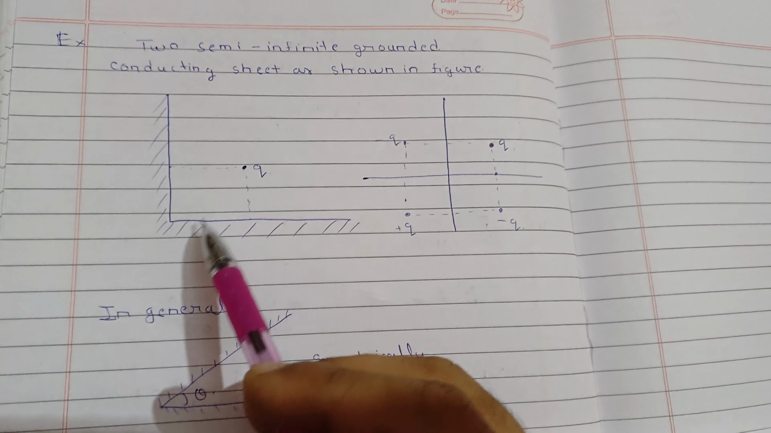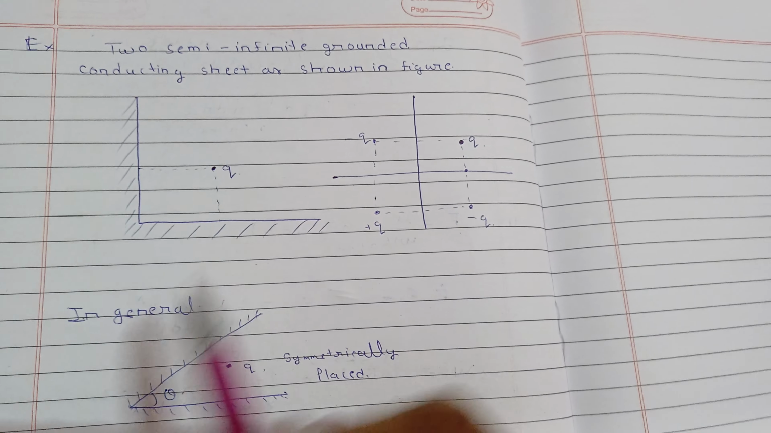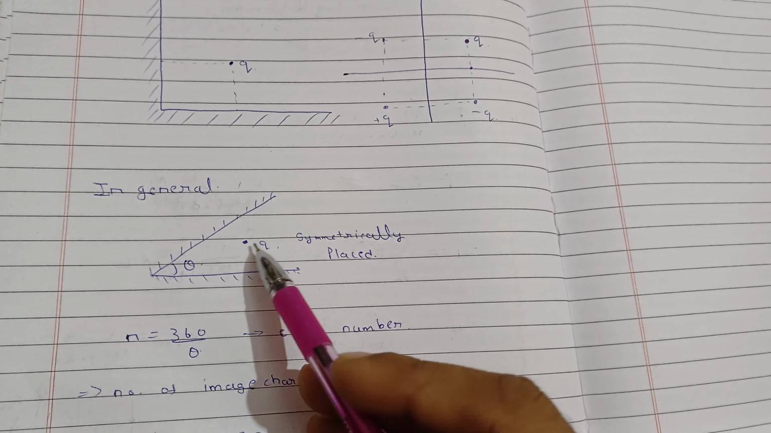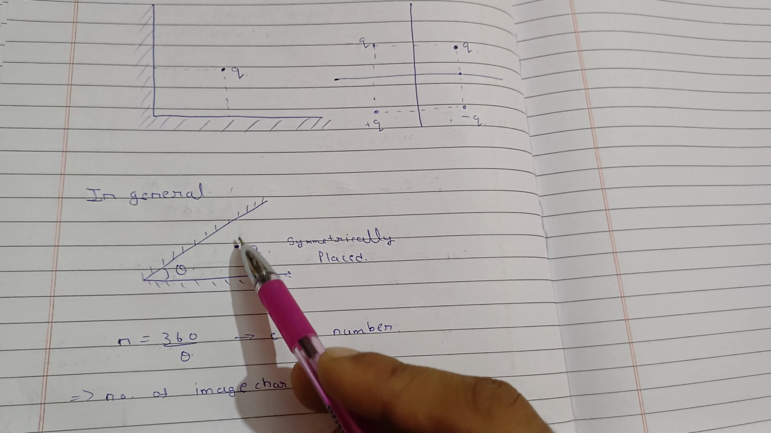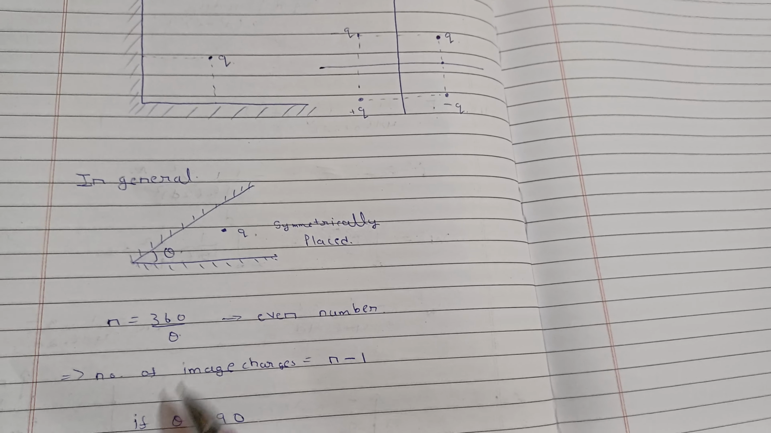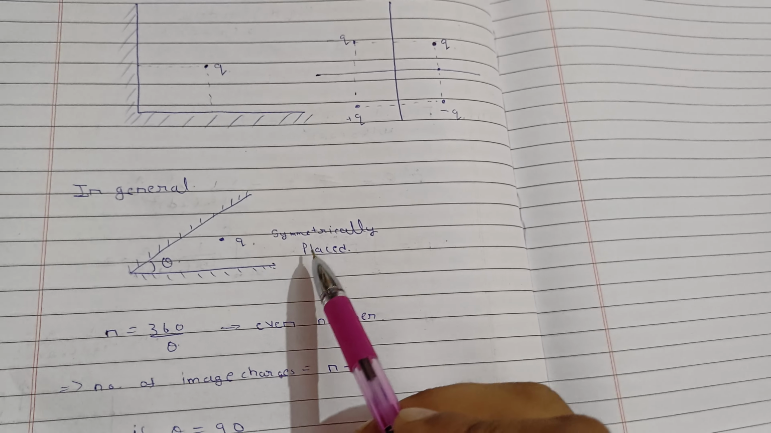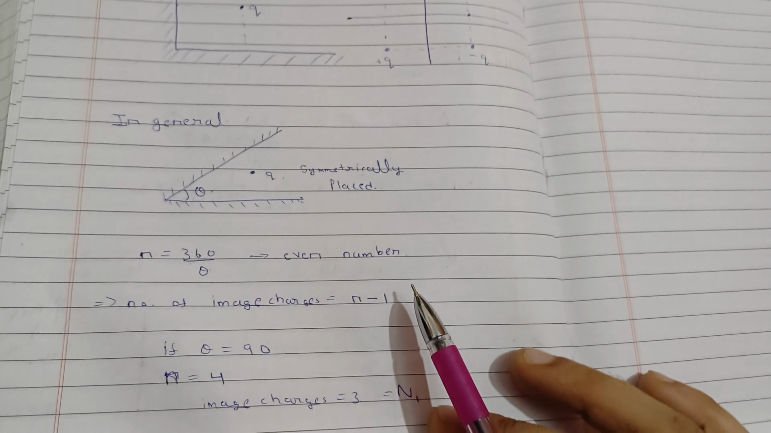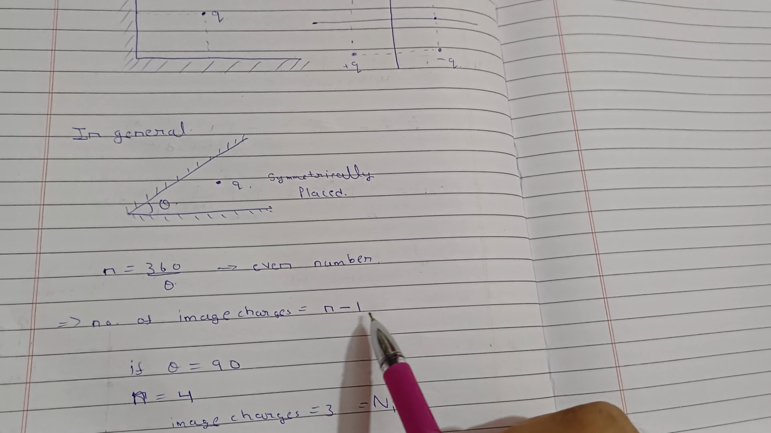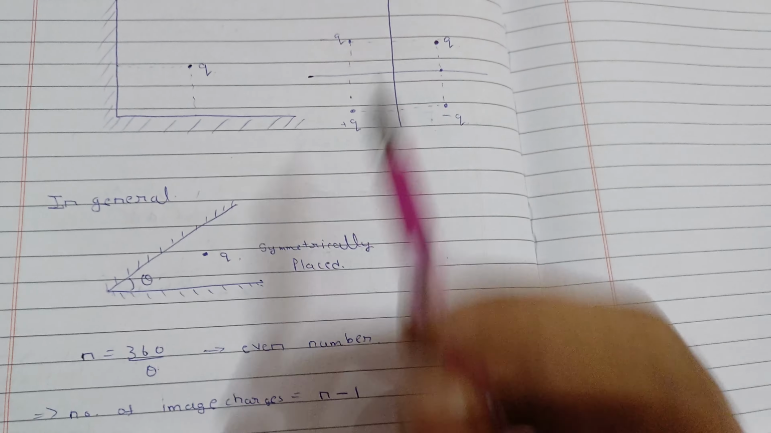Now see, there can be other theta also between these two sheets. So there is a general formula. If there is any charge q which is symmetrically placed, okay, now this is theta angle, divide 360 by theta, and if you get an even number, only then you can constitute these image charges. So if this is an even number, then whatever n you get, n minus 1 will be your number of image charges required.